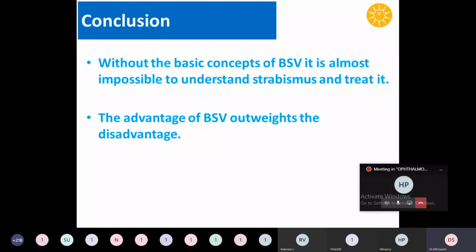So to conclude, without the basic concept of BSV, it is almost impossible to understand strabismus and treat it. The advantage of BSV outweighs the disadvantage. You must know that binocular single vision has more advantages than disadvantages.